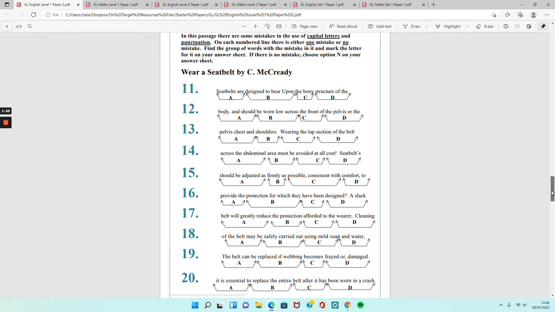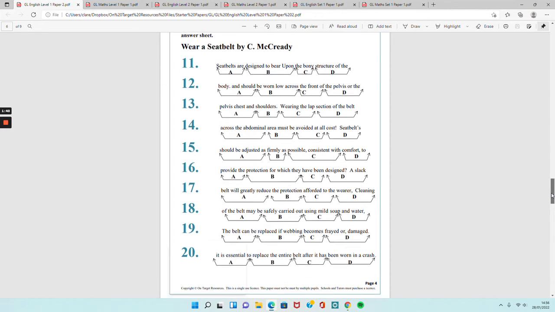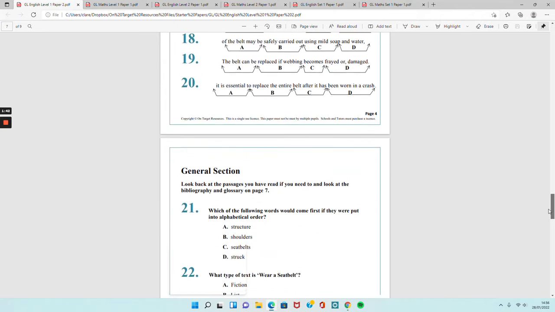In this case it is a punctuation passages with errors, so the children are required to look and find punctuation mistakes, so capital letters, full stops, commas, question marks and contractions, looking for apostrophes missing in contractions. So that is the first passage of their section.